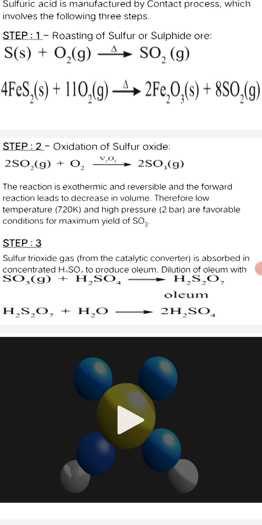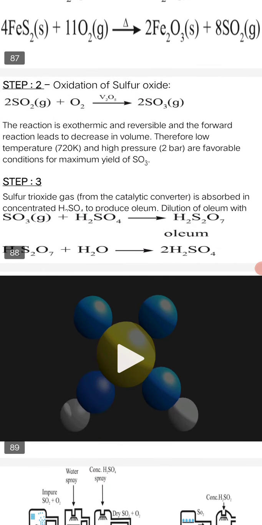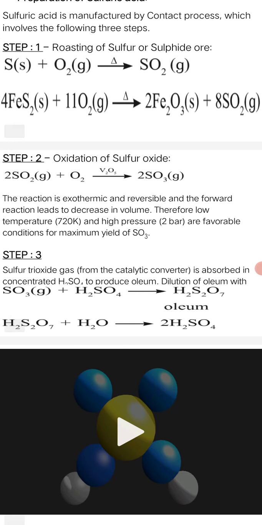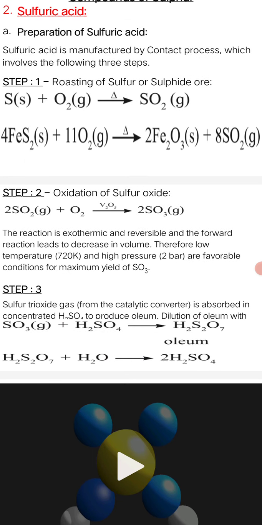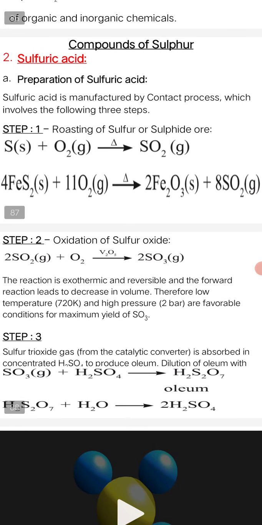In step 3, sulfur trioxide gas from the catalytic converter is absorbed in concentrated sulfuric acid to produce oleum, and dilution of this oleum gives sulfuric acid. Now see the reaction actually. When SO3 gas plus sulfuric acid gives H2S2O7, which is oleum, and this oleum when it reacts with a water molecule, we get 2 molecules of sulfuric acid. Students, in preparation of sulfuric acid we saw these 3 steps, step 1, 2 and 3 serially.